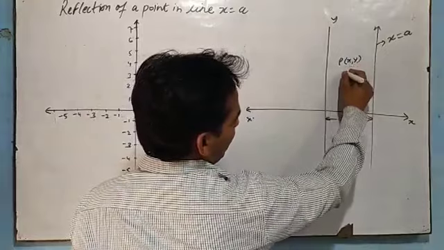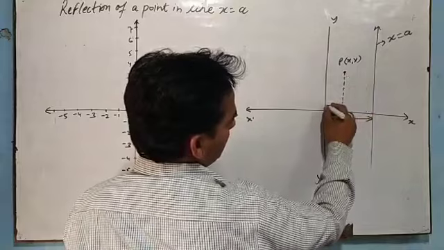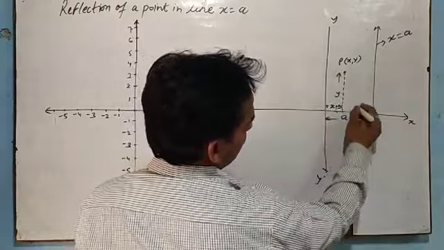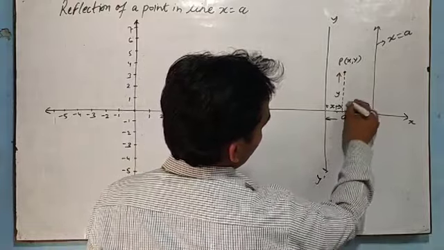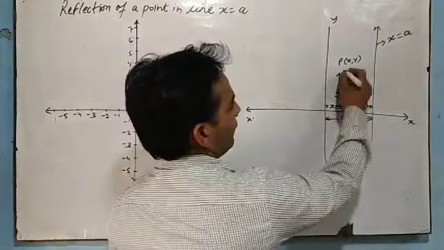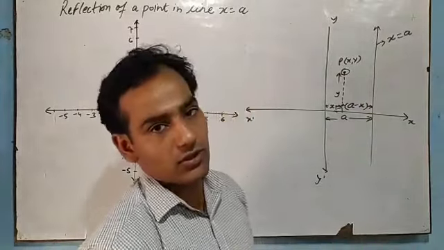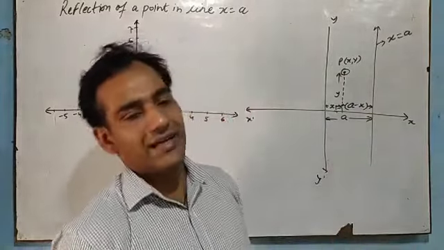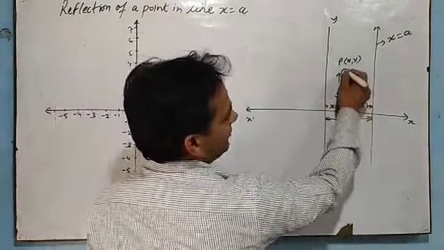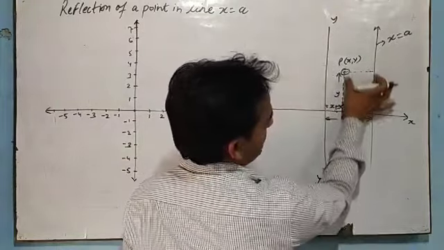what does this point mean? X comma y means if we draw a perpendicular, this will be x and this will be y. If this is x, this whole is a, so the remaining will be a minus x. Now, we have to get the reflection of this point P over this line x is equal to a. It is very easy, just like x-axis, y-axis, but a few points we have to remember. Listen, if this point is P, the distance of this point P from this line is a minus x.